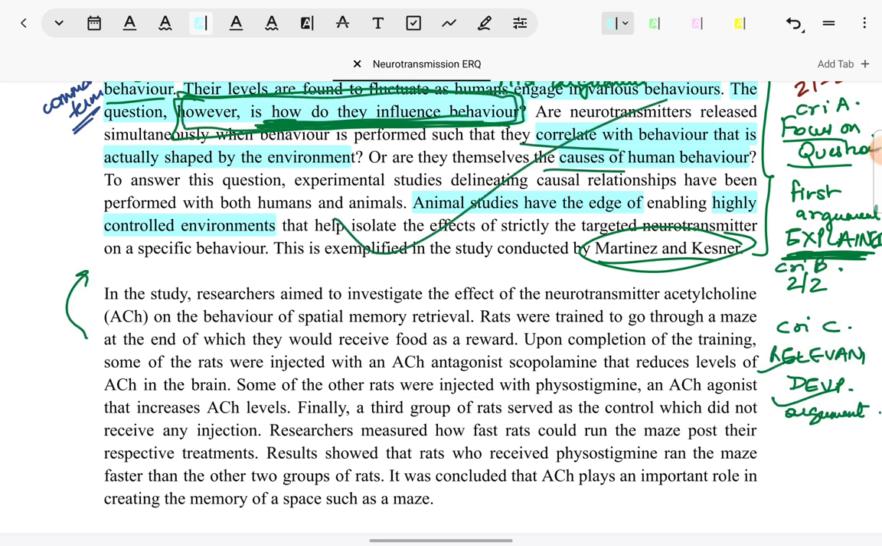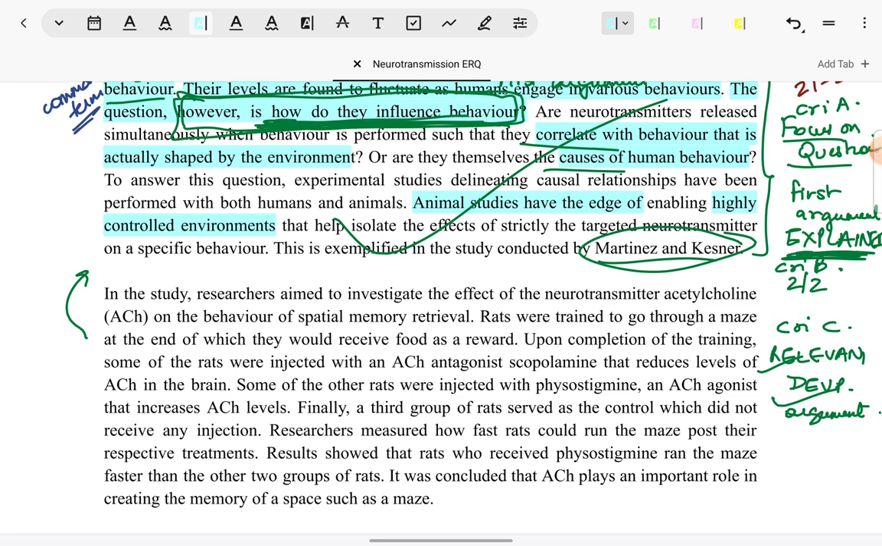Now coming to the Martinez and Kesner study, with this I will show you how you are supposed to cover a study in the ERQ, because unfortunately many students go into unnecessary depth of studies which takes up a lot of the word count and leaves hardly any room for critical thinking or more arguments to follow. Secondly, that is why they find the course so challenging. So many students complain about so many studies, having to memorize so many details of each study. Well, you don't have to memorize unnecessary details of any study.